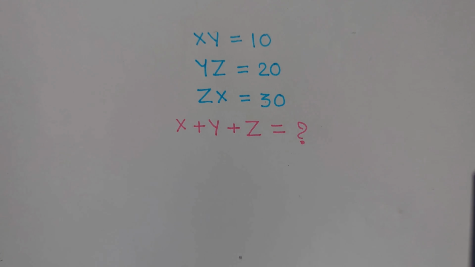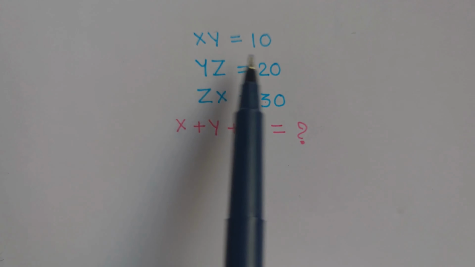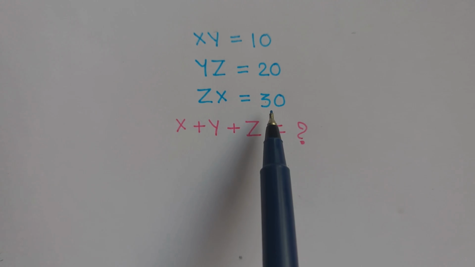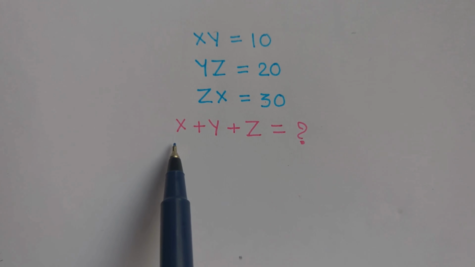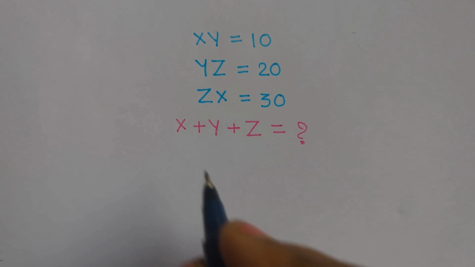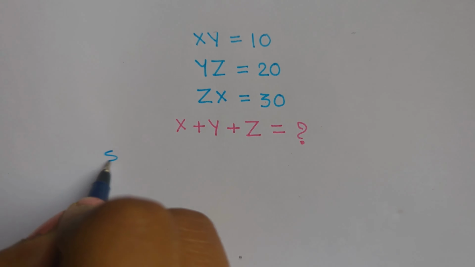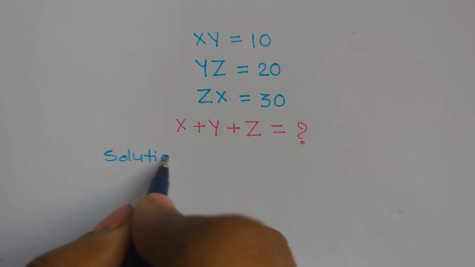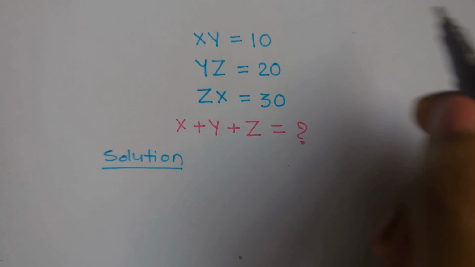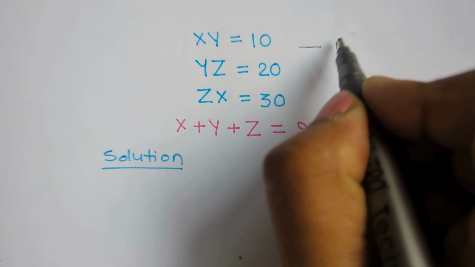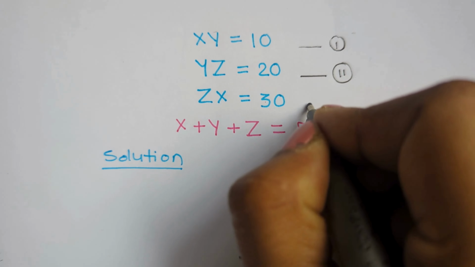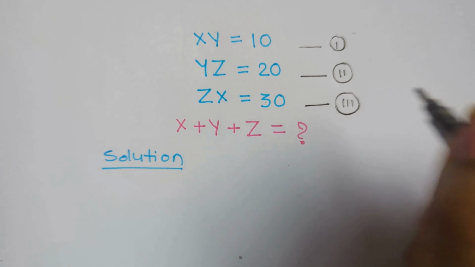Today we have a maths olympiad problem: xy equals 10, yz equals 20, zx equals 30. We have been asked to find x plus y plus z. So without further ado, let's start with the solution. Let's consider these as equation 1, equation 2 and equation 3.